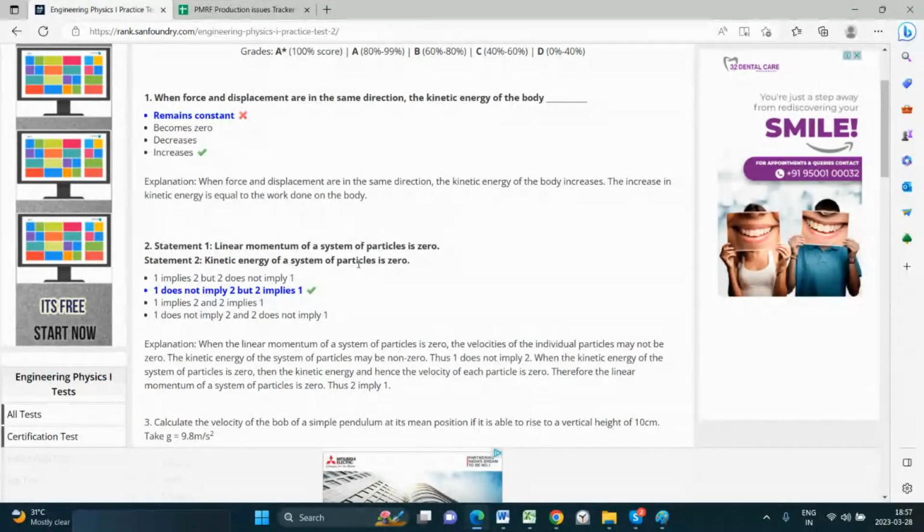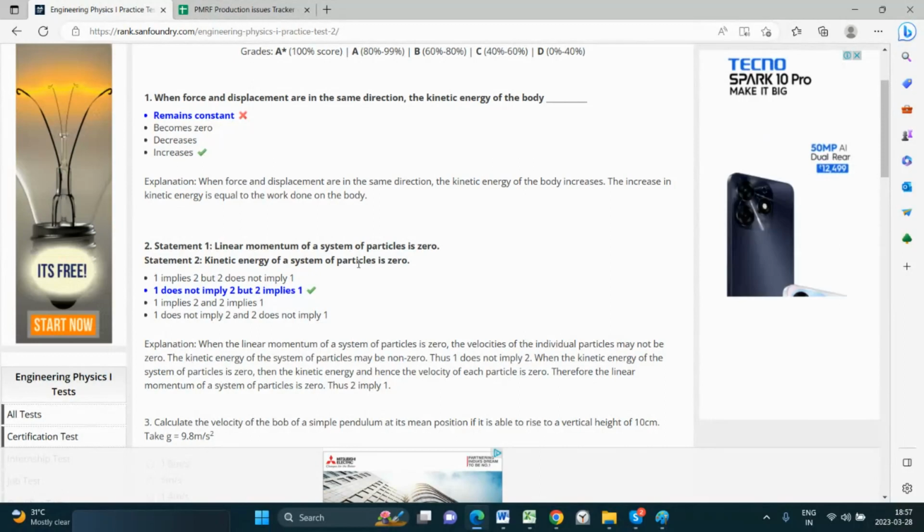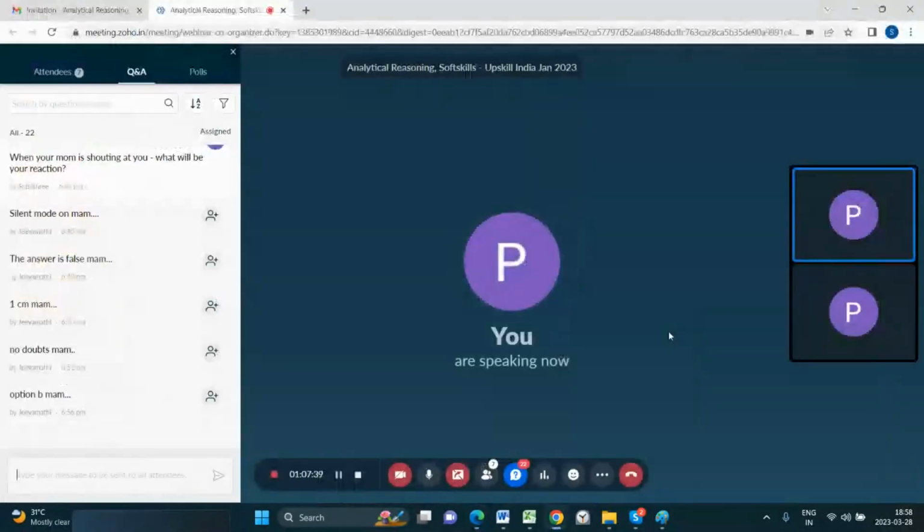When kinetic energy is zero, the particle is totally at rest. There is no force or nothing acting on it. No velocity can act on it. So 2 implies 1. Any doubt? Okay. Good, Jiva.